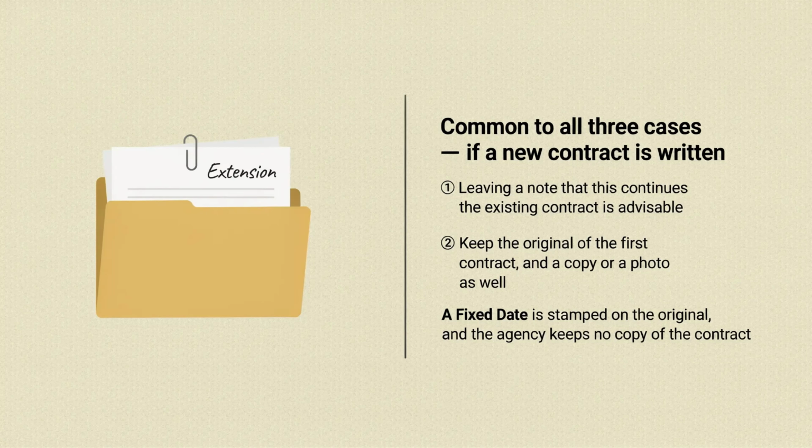The second is keeping documents. Keep the original of the first contract as it is, and keep a copy or a photo separately as well. A fixed date is stamped on the original contract, and the agency that grants it keeps no copy. So once the original is lost, it cannot be reissued.